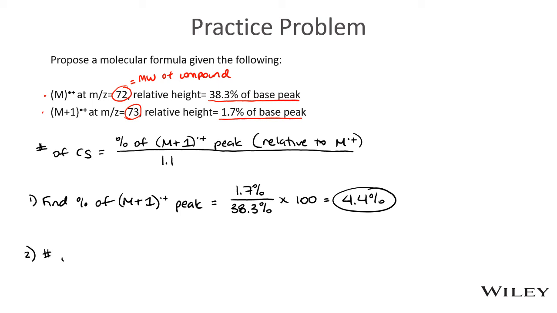So our second thing is we're going to find the number of carbons. We're going to take our 4.4%, so our relative height of our M+1 peak, and divide by 1.1. And again, this is the percent of carbon-13 atoms in the molecule.